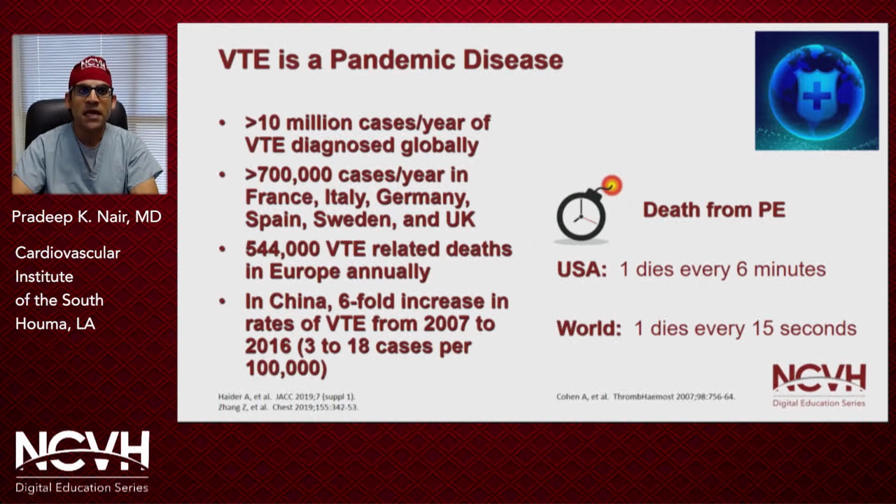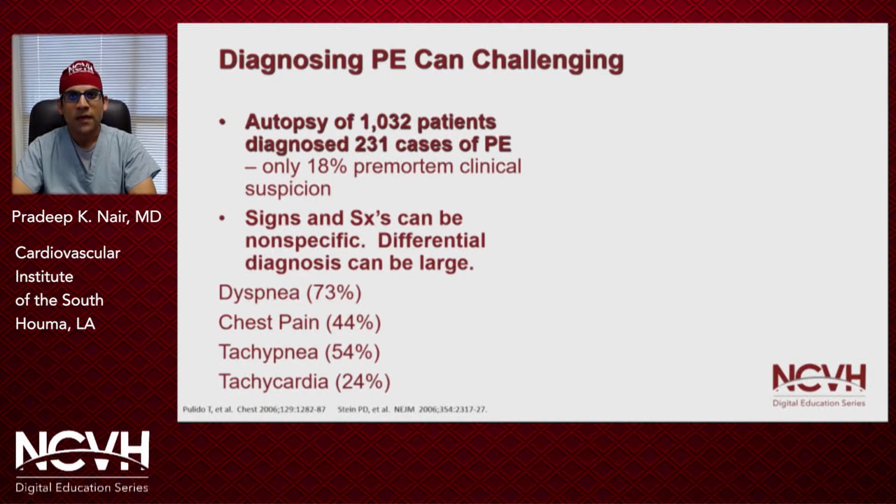We have over 10 million cases per year of VTE diagnosed globally. Over 700,000 cases per year are noted in France, Italy, Germany, Spain, Sweden, and the United Kingdom. We have over 540,000 VTE-related deaths in Europe annually. And there's been a significant increase in China of VTE rates. So if you break it down, death from pulmonary embolus is fairly significant. One person dies every 6 minutes in the United States from pulmonary embolus, and in the world, it's 1 every 15 seconds.